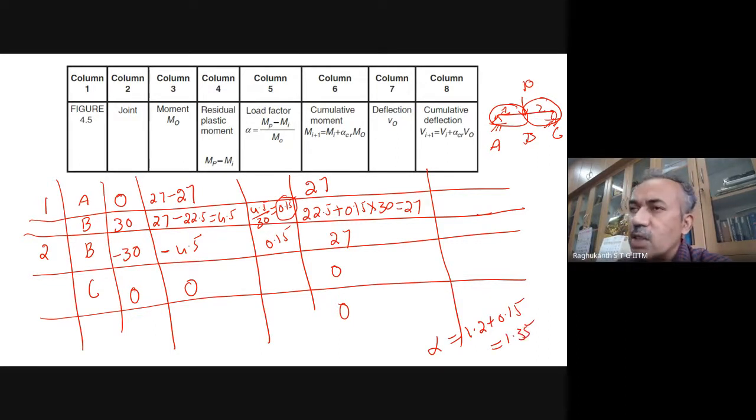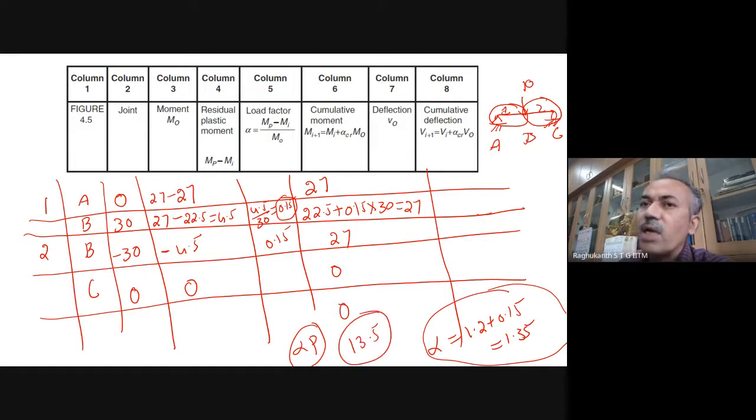So if you want, this whole analysis you can write in nice tables itself, and the summation: the first stage what load factor you have got, the second stage what load factor you have got. If you add up, you will get the total load factor itself. So 1.35 is our load factor. So the collapse load for this problem is alpha times P. P is 10, so this becomes 13.5 kilonewtons, our collapse load actually. Okay, so this is how we can find it using this simple incremental method, step by step. So this helps you.